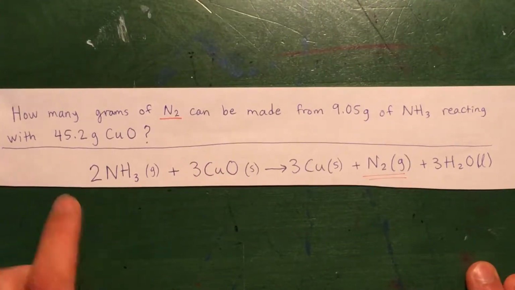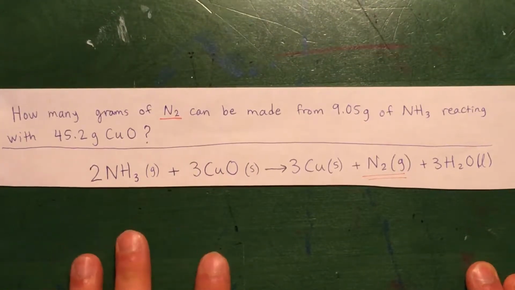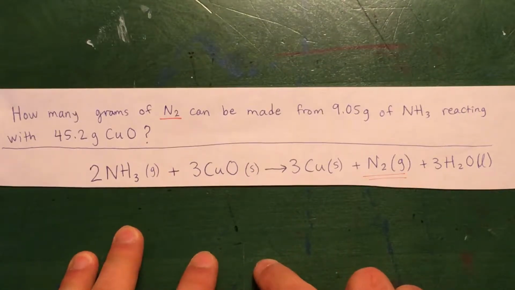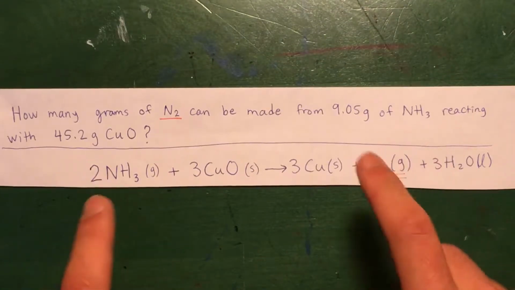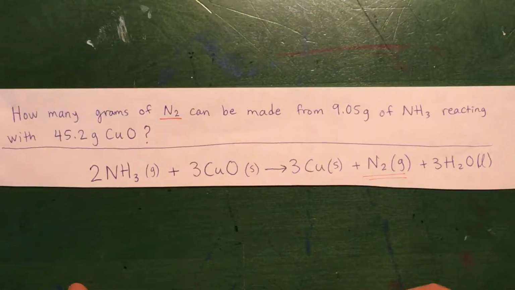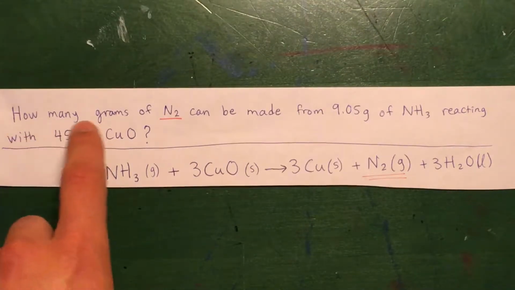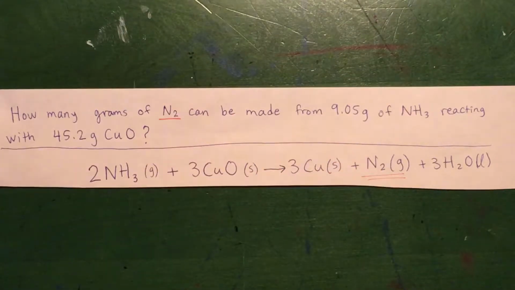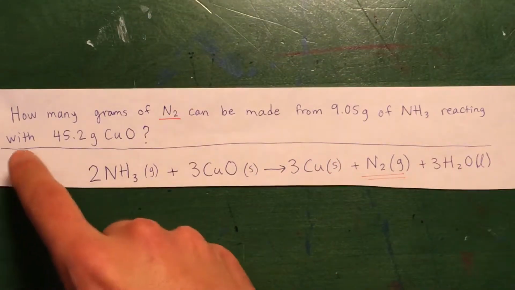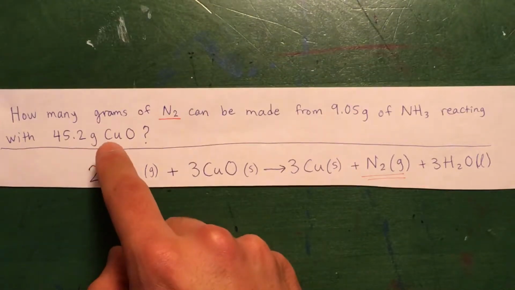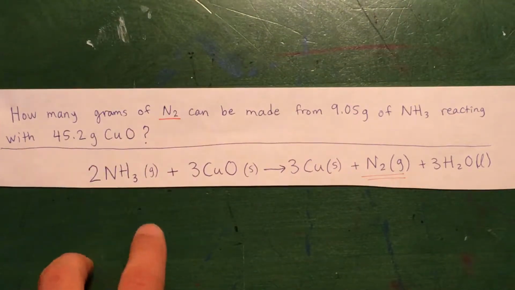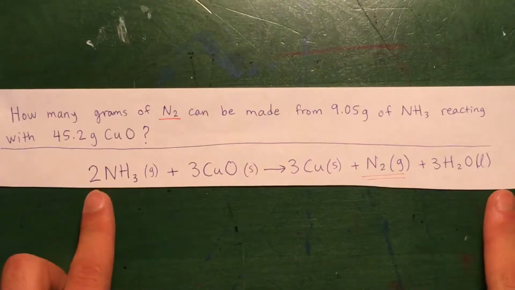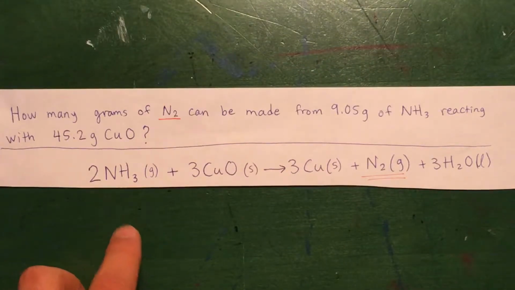Hello everybody, so this is a limiting reactant problem where we're going to determine what the limiting reactant is based off of two options, and then see how many of a certain product we could produce based off of the limiting reactant that we have. So here we have: how many grams of N2 can be made from 9.05 grams of NH3 reacting with 45.2 grams of copper oxide? Here is the equation given to us.